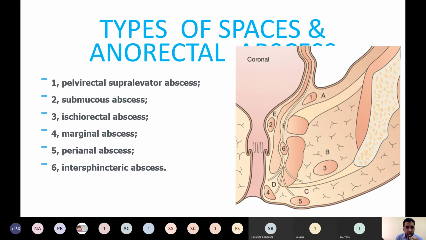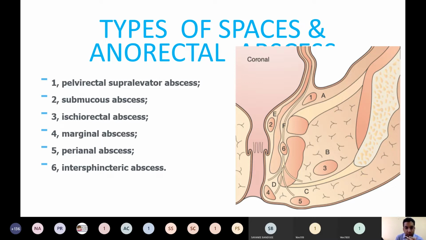Number 4 and number 5 are marginal abscess and perianal abscess. It is the same abscess, depending on where it is found. If it is found at the anal verge, where the covering is part mucosa and part skin, it becomes a marginal abscess. The same abscess, if it is a little bit distal, a little bit lateral, becomes a perianal abscess.